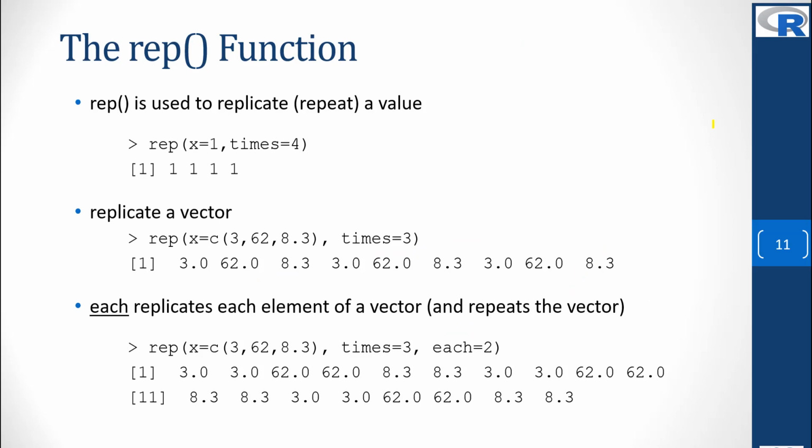Let's look at the replicate function, or rep. Replicate will repeat a value. The value can be a single scalar type number, or it can also be a vector. So we've got some examples here.